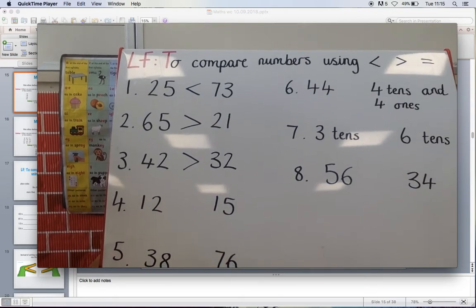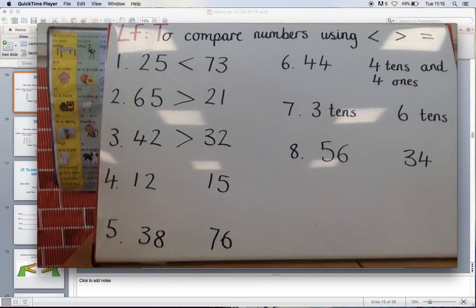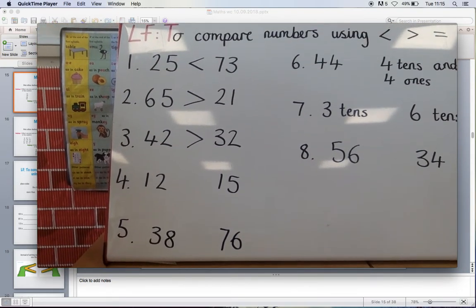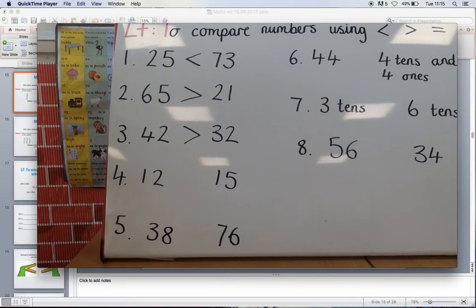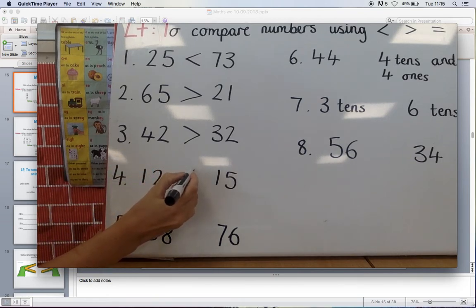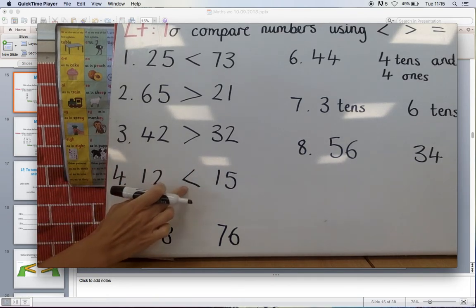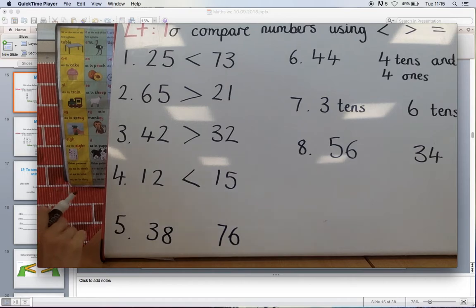Number 4, 12 and 15. Which is the greater number? Which is the bigger number? Is it 12 or is it 15? So if you put the greater number was 15, you'd be correct. So the crocodile's gobbling this way.